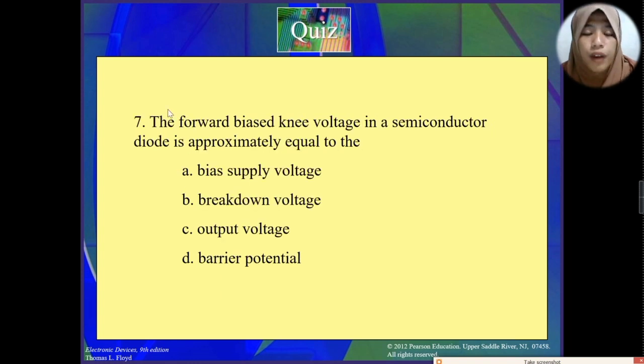For number 7, the forward bias voltage in a semiconductor diode is approximately equal to letter A, bias supply voltage, letter B, breakdown voltage, letter C, output voltage, letter D, barrier potential. So, the answer here is letter D, barrier potential. The forward bias voltage in a semiconductor diode is approximately equal to the barrier potential.